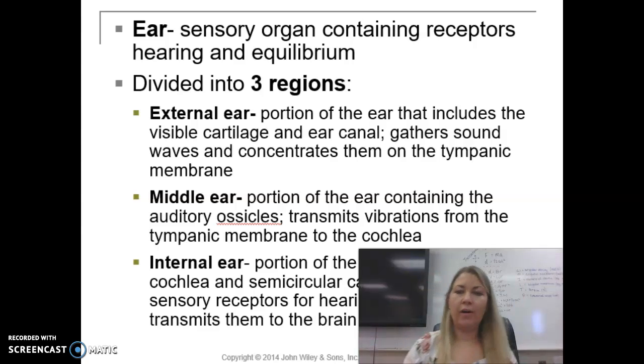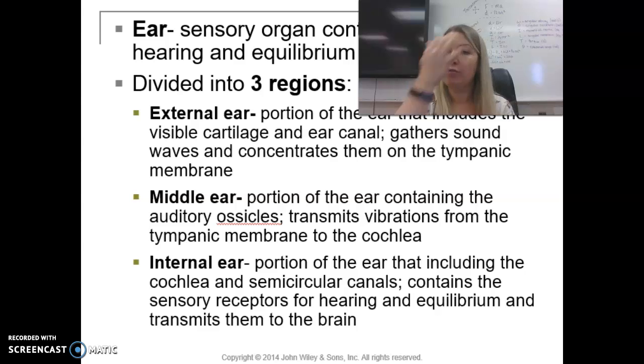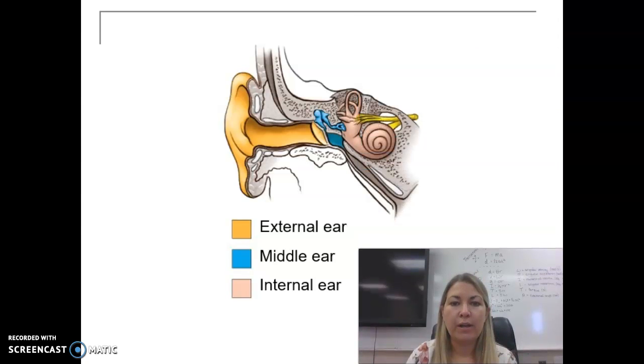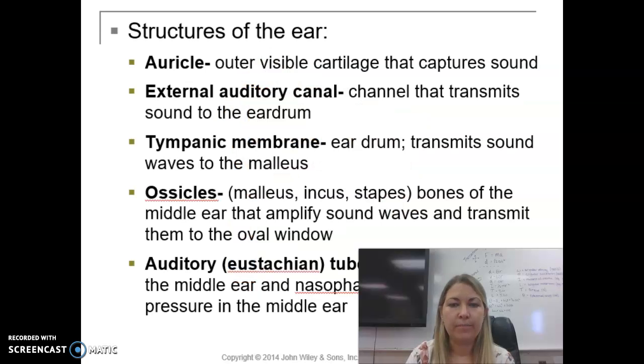That inner ear is the really important part where the actual sensations of hearing and equilibrium occur. And remember that it is possible to have issues with hearing in a couple of different ways, and as we talk about the structure, we can talk about how that works. So here's a nice diagram from your textbook showing external, middle, and internal ear.